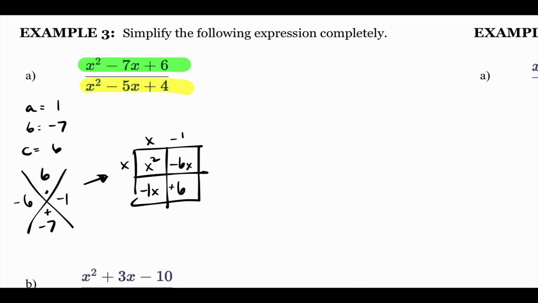So we get x times x, I get -6 and -1. So I get x minus 6 and x minus 1. That's factored as far as it can go. Okay. The bottom is also a trinomial. I'm going to do the same thing for the bottom.